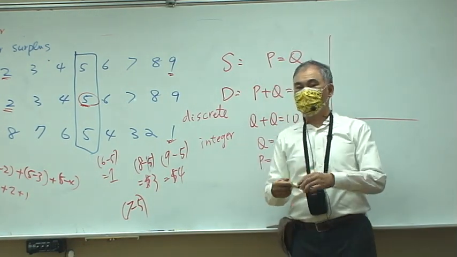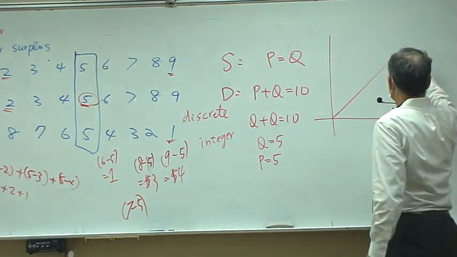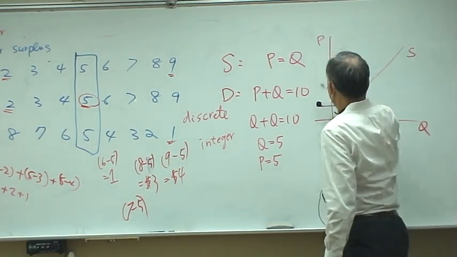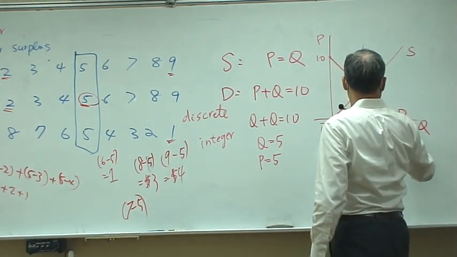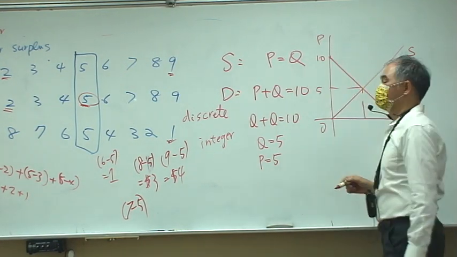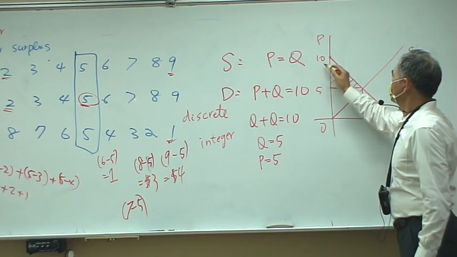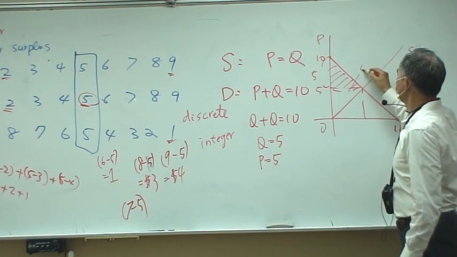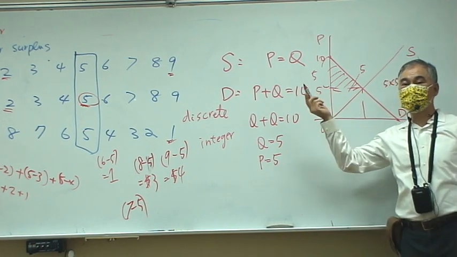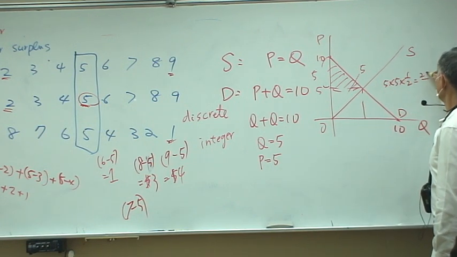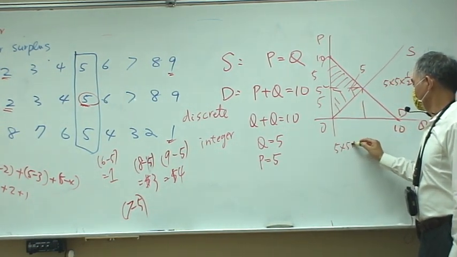But sometimes we look at it as continuous, so we calculate an area. Let us say we have supply looking like this, and demand looking like this. Here is 10, here is 10, here is 5. If we want to calculate consumer surplus, it is this area. The height is 5, the base is also 5, so it is 5 times 1/2 because it is the area of a triangle. So it is equal to 25/2. And the same thing here: 5 times 5 times 1/2.